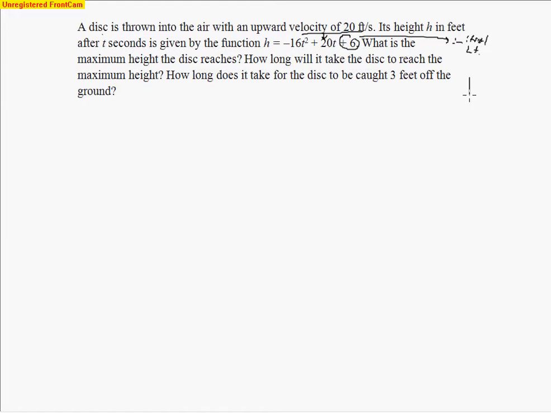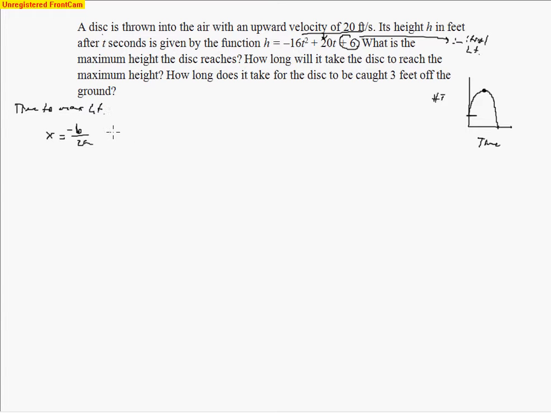So again, this is what it looks like. This is my height, this is my time. It's starting 6 feet above the ground, it's going up, and it's coming back down. We want to find a few things. We want to find that maximum height and the time it takes to get there. So let's do that first. We're doing negative b over 2a. That's going to give us the time to the maximum height.